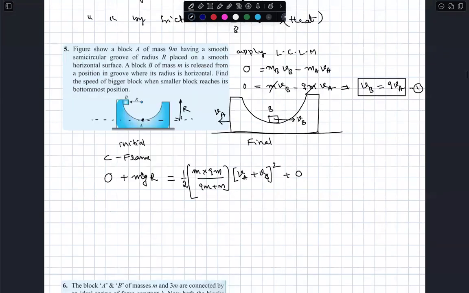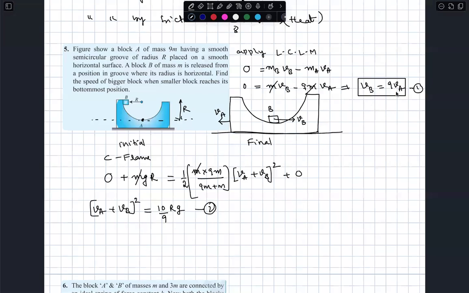Now I got m done. And finally, VA plus VB squared is equal to, now what did you get? The m I have cancelled. 9m by 10m, the m gets cancelled here. 10 by 9 rg. Boys, don't forget this relation. You have two unknowns, two equations.